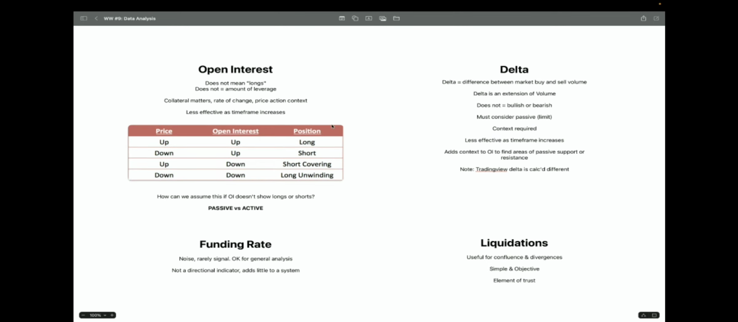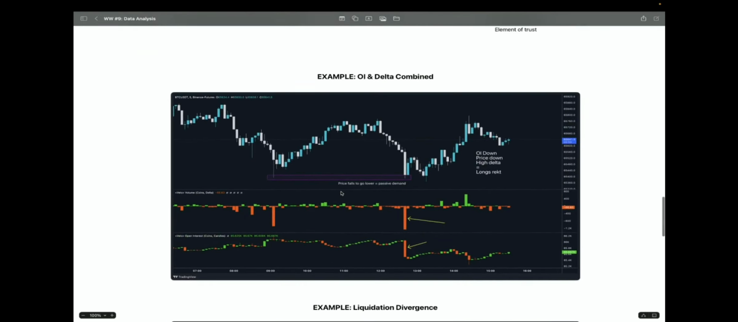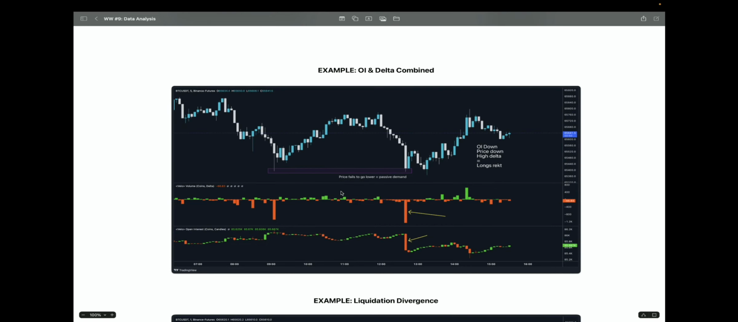Now, how to put this into a system? I'm going to give you a couple ideas. One of the best ways would be to combine open interest and delta. Right. So remember what I said before. Open interest doesn't tell you the full picture. Neither does delta. But combined, they can.